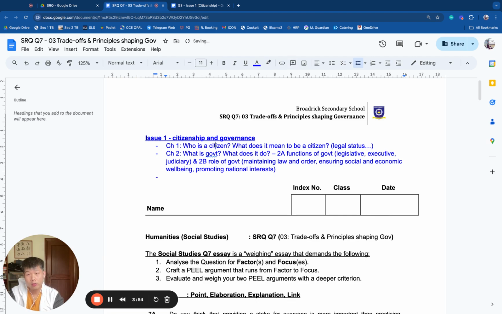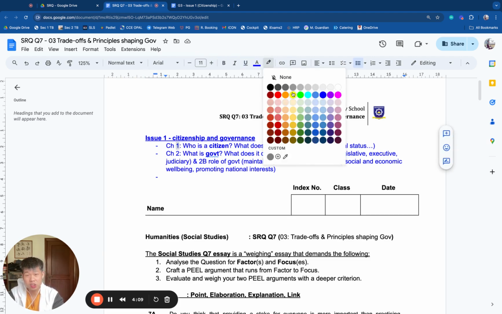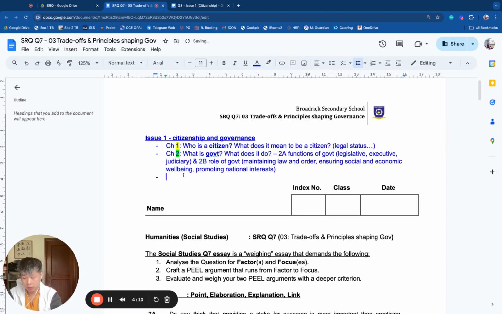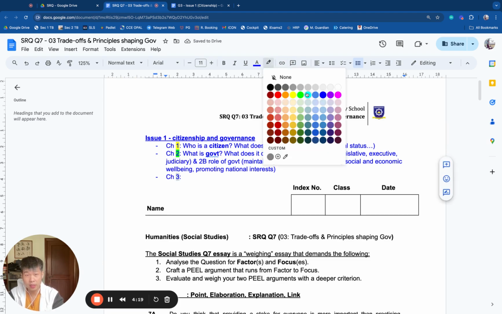Okay, so we have a citizen and we have the government in chapter 1 and 2. We have this fundamental understanding of what makes a citizen and what makes a government, and that together builds up to our issue of citizenship and governance. So, what is chapter 3? Chapter 3 is about the decisions that governments take. So, in chapter 3, we learn about what decisions do the governments make and why are they difficult.